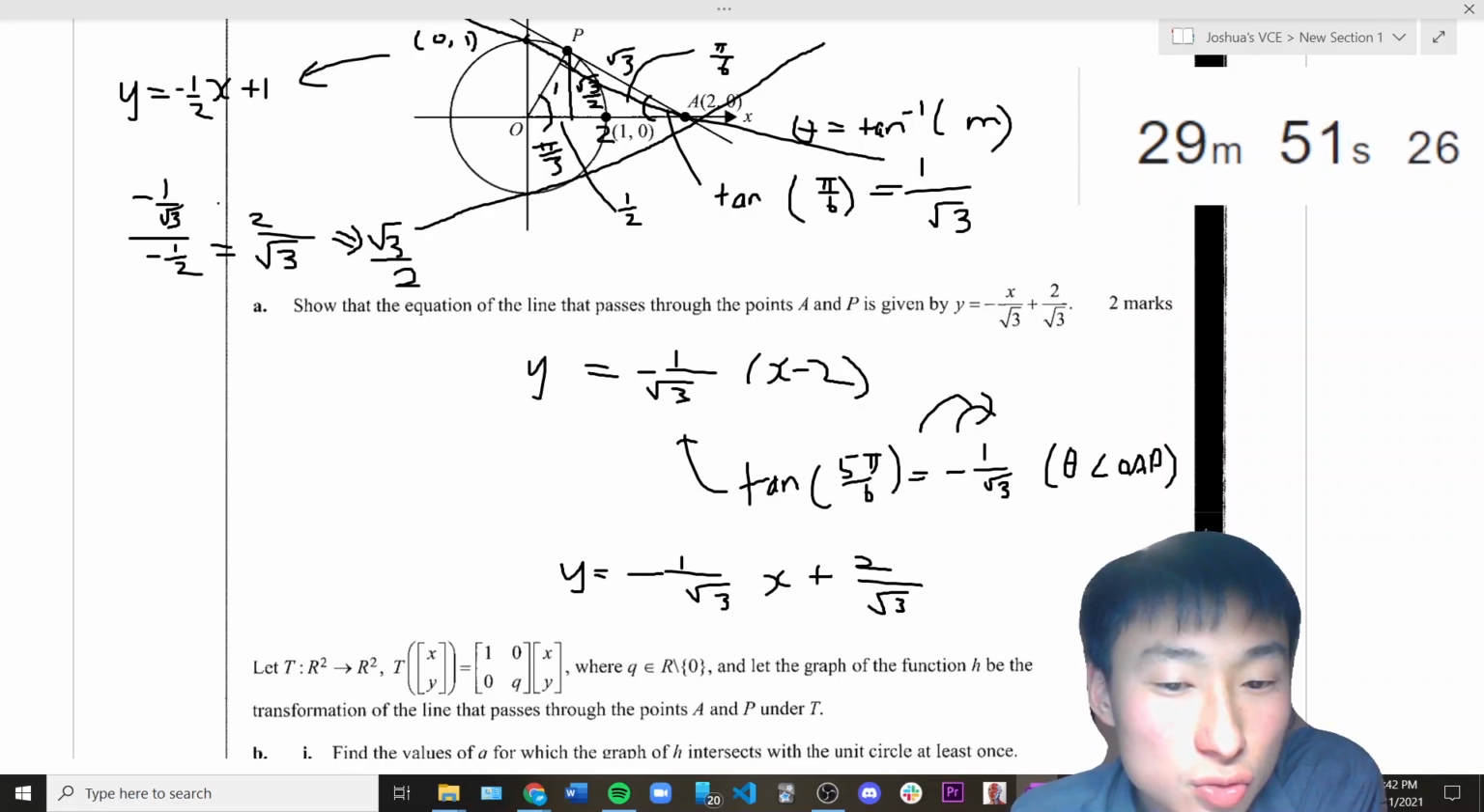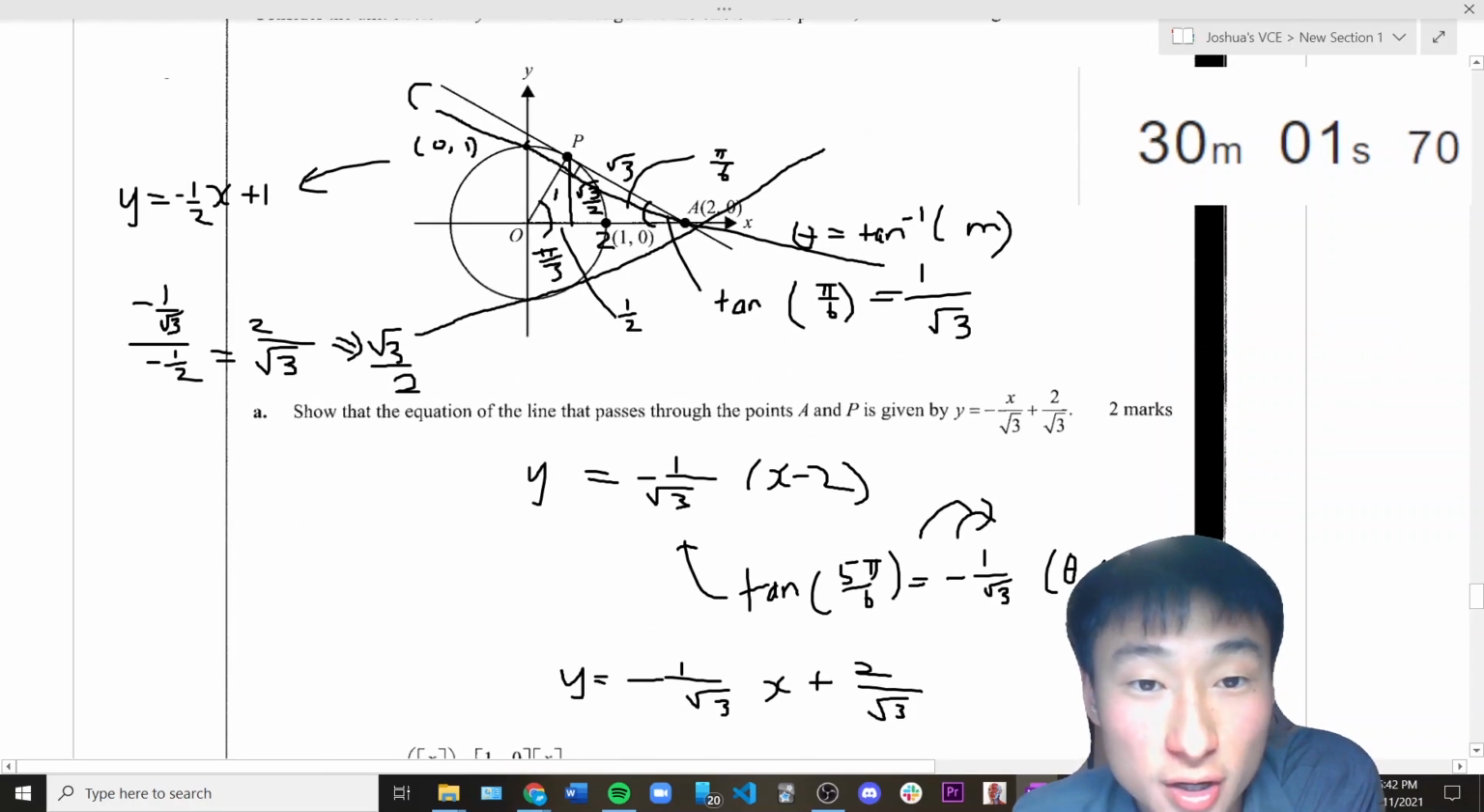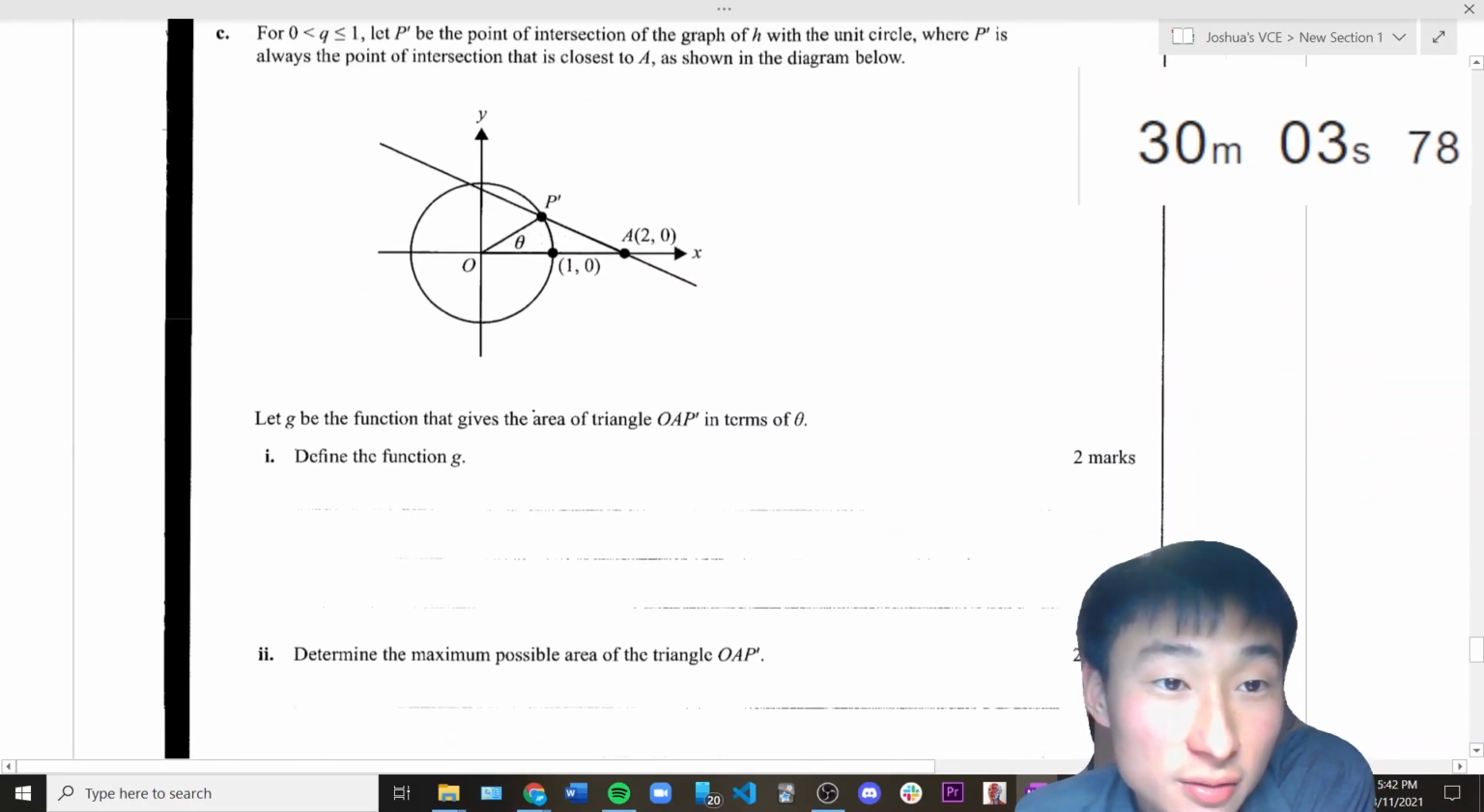Root 3 over 2, root 3 over 2, root 3 over 2, 7 root 3 over 2. Okay, I think that looks right. If it's wrong, then meh.